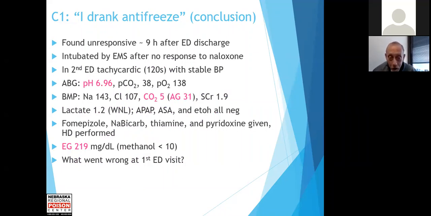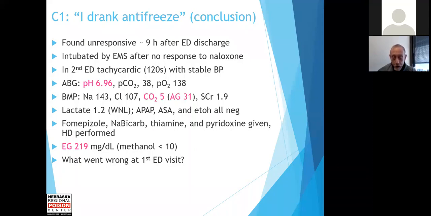So what happened to our patients who drank the ethylene glycol as an alcohol substitute? Well, that first emergency provider kind of blew them off and said, you didn't really do anything. You're out of here. Unfortunately, didn't involve the poison center. So some hours later, family called EMS and sent him to a second ED where he was noted to be obtunded, to have a pH under 7 and anion gap over 30. And there he ended up being intubated, sent to the ICU, started on fomepizole, thiamine, pyridoxine, getting dialyzed. He had an ethylene glycol greater than 200. Methanol was undetectable. So where did they go wrong?